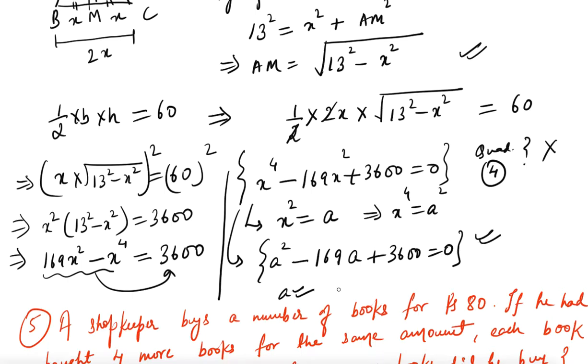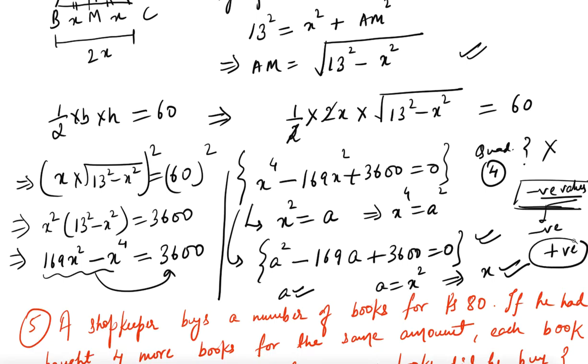Once you know a, now a is nothing but equal to x square. So once you know a, you can find x square. Once you know x square, you can find x, and hence you can get the solution. Okay, always remember that in such questions, try to eliminate negative values, because you know that the length of the triangle can never be negative. So whenever you are getting a solution, try to eliminate the negative values and only consider the positive ones.